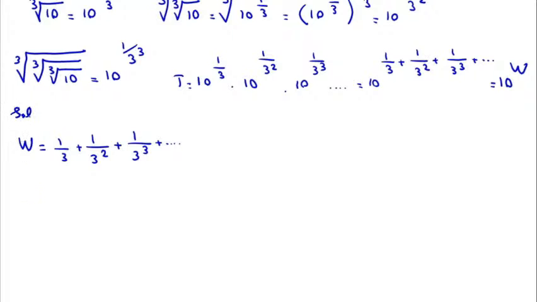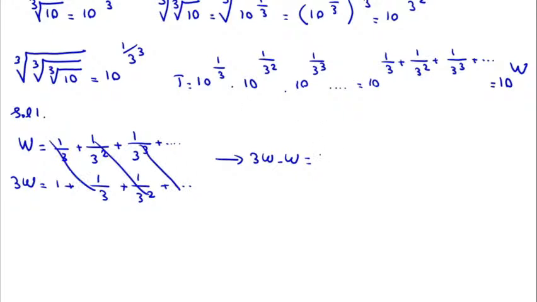So solution number 1. I say W is this. 3W is what? It is 1 plus 1 over 3, because you multiply this by 3, the next one by 3, it will be 1 over 3, then 1 over 3 squared, and so on. And if you subtract 3W minus W, this will be cancelled, this will be cancelled, this will be cancelled, so it will be 1. And 2W will be 1, and W will be a half. This is solution number 1.